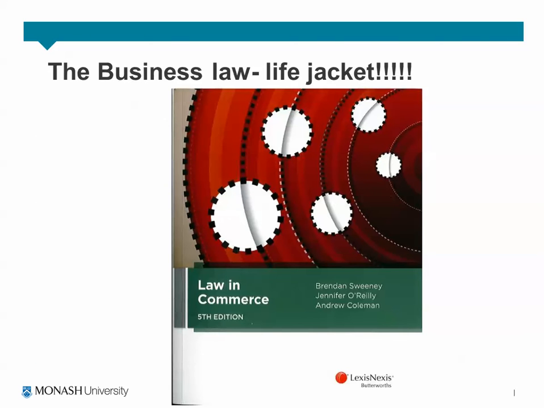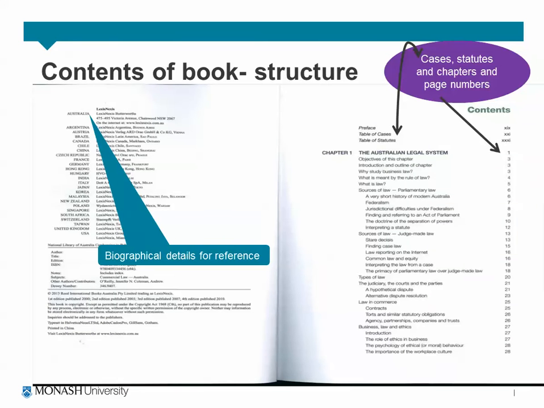This is your life jacket. It is the textbook: Brendan Sweeney, Jennifer O'Reilly and Andrew Coleman, Law and Commerce. And what we want to do with our life jacket is it inflates on opening. So here we go. Opening, we have the contents of the book. What this actually will tell you is the structure of what and where everything is.